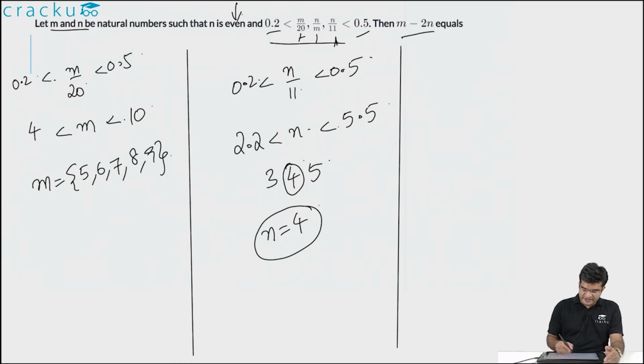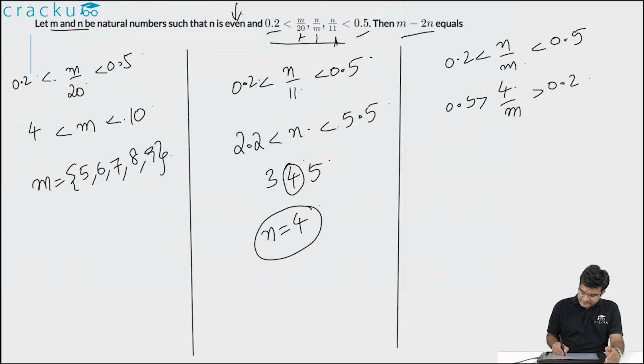So let us look at the third inequality. We are told that n by m is greater than 0.2 and less than 0.5. Now we know the value of n, it will equal 4. So 4 by m is greater than 0.2 and 4 by m is less than 0.5. If you are looking at the left hand side of it, this would imply that m is greater than 4 divided by 0.5 or m is greater than 8. If you are looking at the second inequality, 4 by m is greater than 0.2 or m is less than 4 divided by 0.2 or m is less than 20.